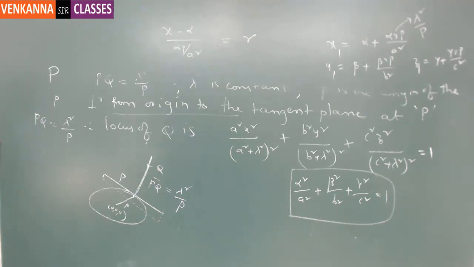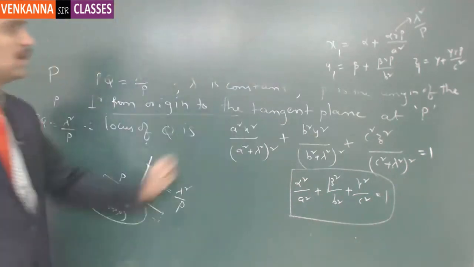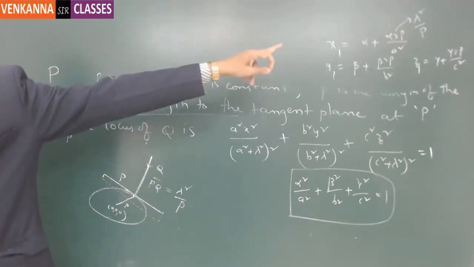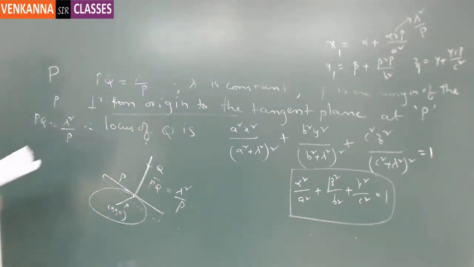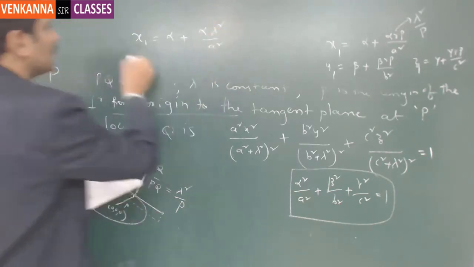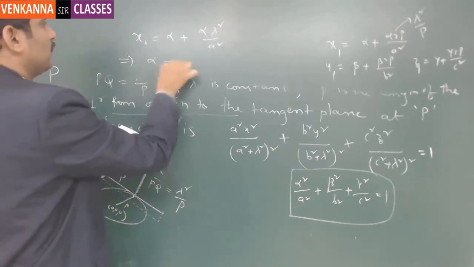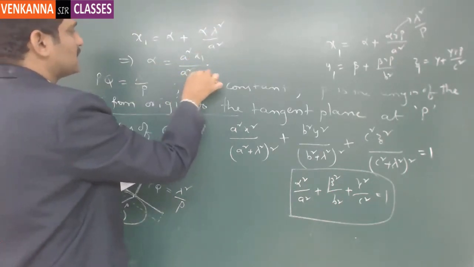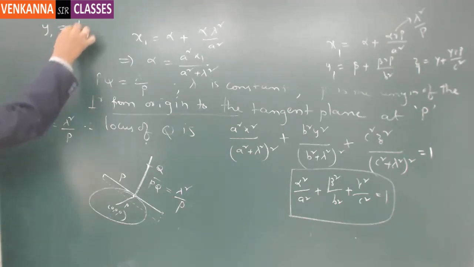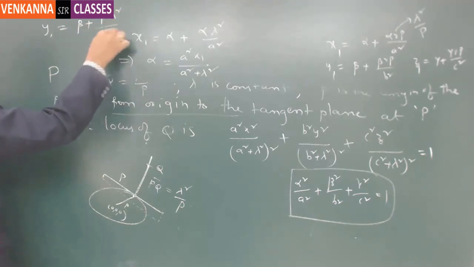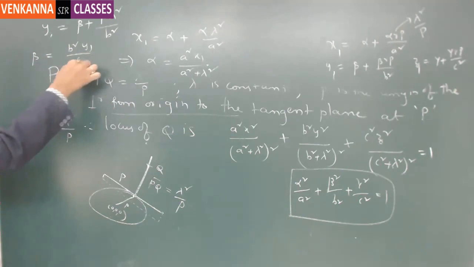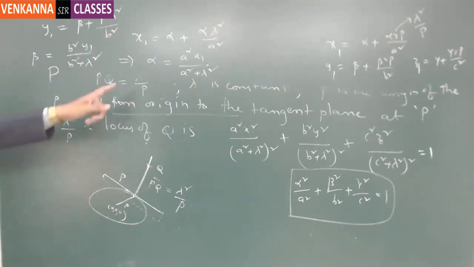Right. Now we are almost finishing the problem. I have written the coordinates of Q as x1, y1, z1. In place of r, I substituted the value. So we will get x1 equal to alpha plus alpha lambda square by a square, which gives, on taking LCM, alpha equal to a square x1 by (a square plus lambda square). Similarly, for the second coordinate, y1 is equal to beta plus beta lambda square by b square. If you take LCM, you will get beta equal to b square y1 by (b square plus lambda square). Similarly, I will get the third coordinate z1.